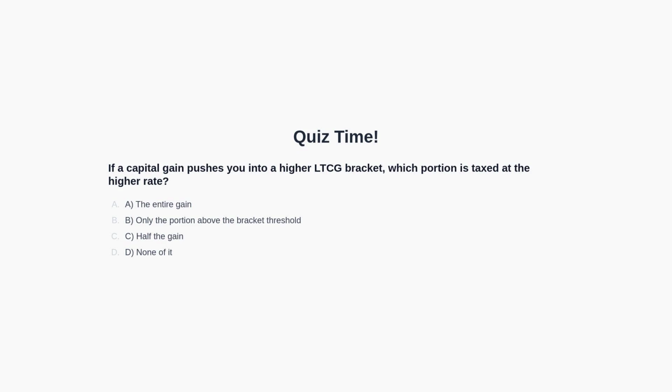Option B, only the portion above the bracket threshold. Option C, half the gain. Option D, none of it. You may pause the video now to think about the answer. We will discuss the answer in the next section of the video.